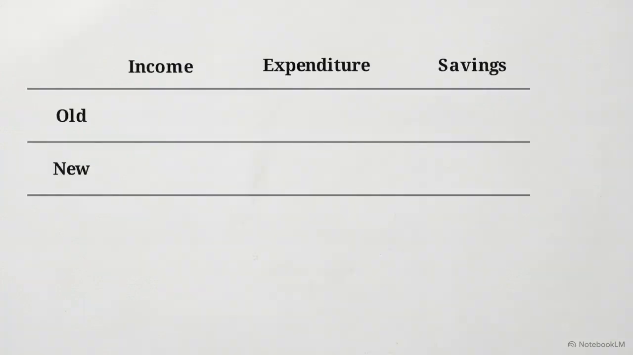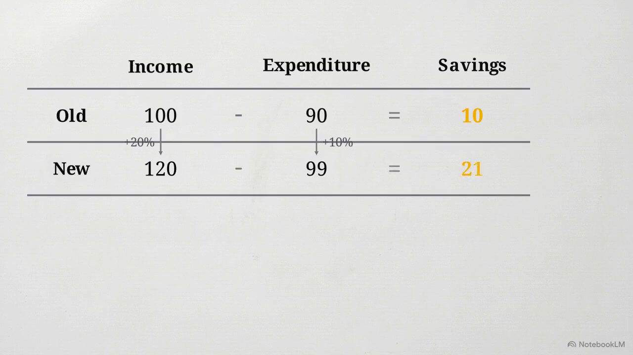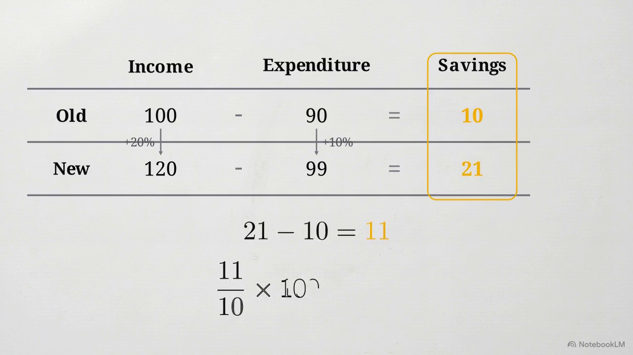We're looking at a matrix with columns for income, expenditure, and savings, intersected by rows for the old state and the new state. We always start the old row by assuming a baseline income of 100. Since he spends 90%, his expenditure is 90. The difference leaves a savings of exactly 10. Now we calculate the new row. A 20% income increase makes the new income 120. A 10% increase on the original 90 expenditure brings the new expenditure to 99. With 120 in income and 99 in expenses, a simple subtraction shows the new savings is 21.